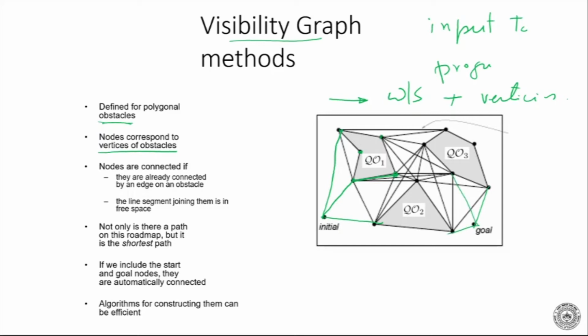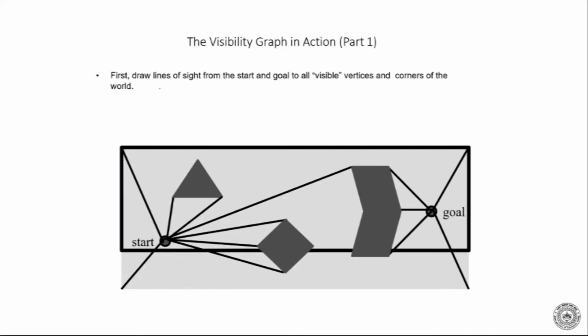Let's see how this is done. First of all, draw lines of sight from start and goal to all visible vertices and corners of the world. So you're at the start point here, and we are drawing straight lines to all the visible vertices. What can you see? You can see this one, this one, this one, this one. That is visible, right? So first of all, draw lines of sight from the start and goal to all visible vertices and corners of the world. That we have done.